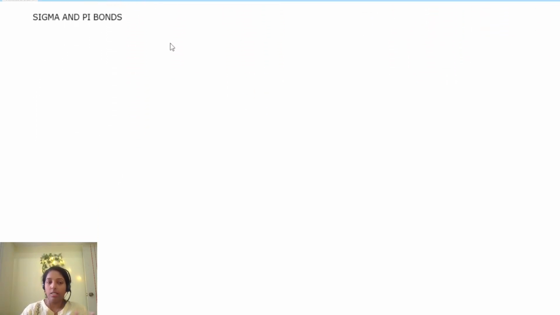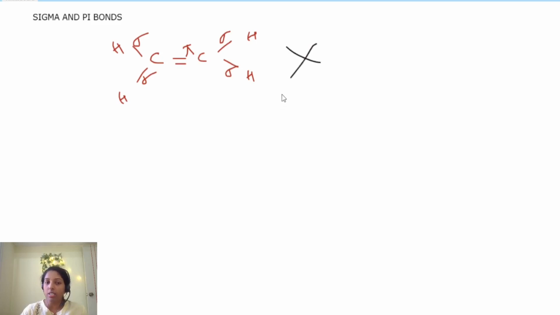Right. Then a simple thing, sigma and pi bonds. How do you count the sigma and pi bonds? Suppose this is your compound, and all these other atoms are hydrogen. So which one is sigma? Some students will mistakenly say this is pi and this is sigma, this is sigma, this is sigma. Not actually. So how do you count? Only the additional bond is pi.